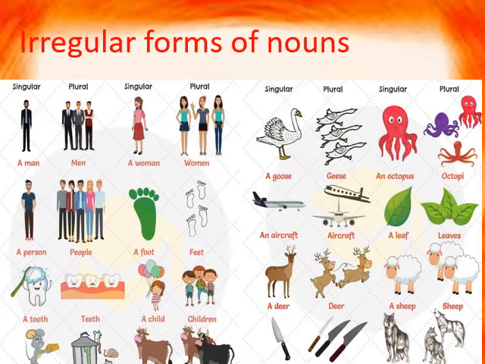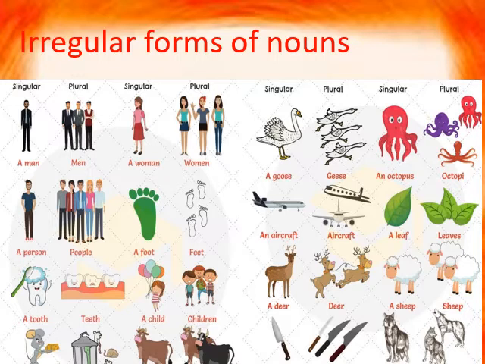An aircraft. Here, aircraft. An aircraft and here aircraft. Both are the same here. There is no difference here. A leaf. Here, more than one leaf is there, so we call them leaves.